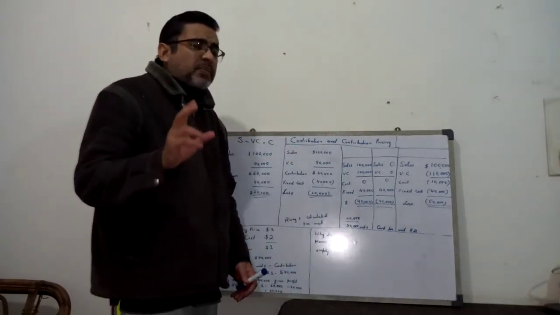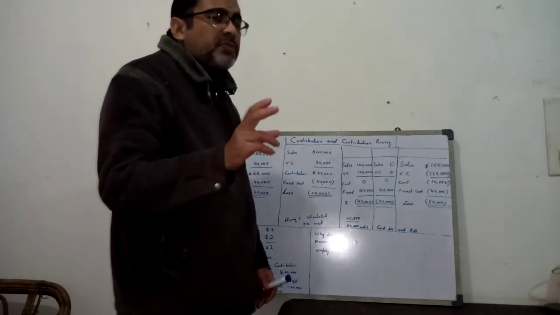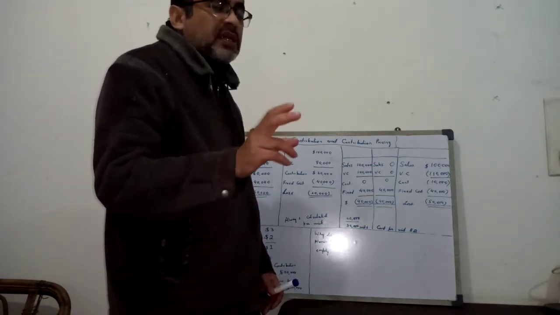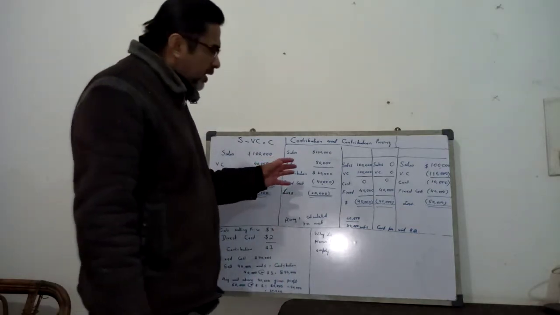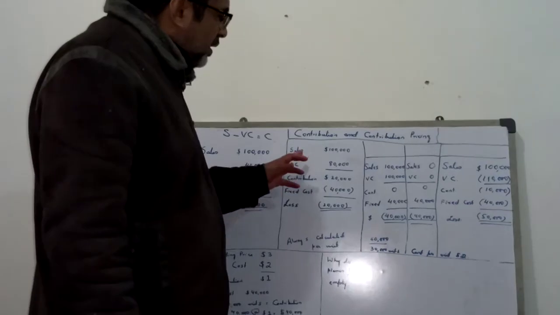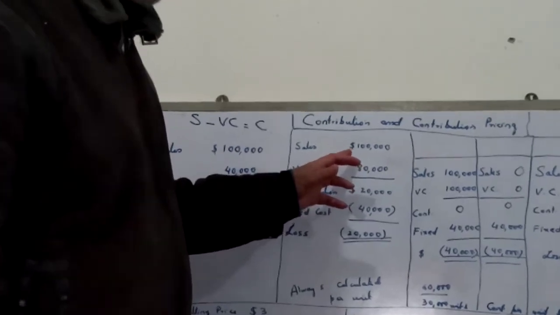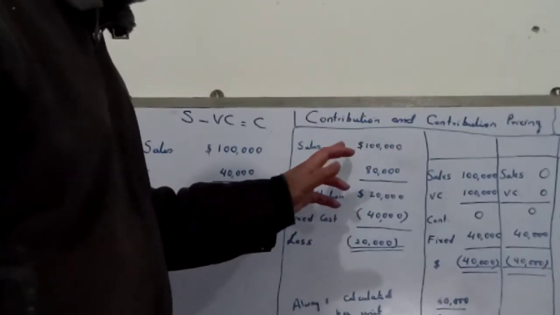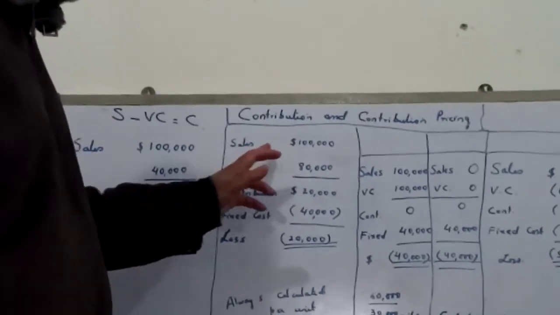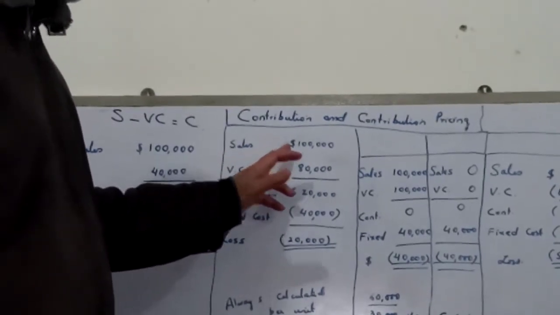That is decided by the contribution that the production process is making towards the recovery of the fixed cost. Let's look at the second example, and this will make it a bit clear. The sales revenue is 100,000. We are just assuming, for the sake of argument, that the sales revenue remains the same in all our examples. The sales revenue is 100,000.